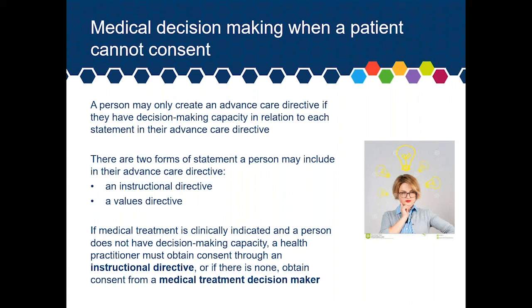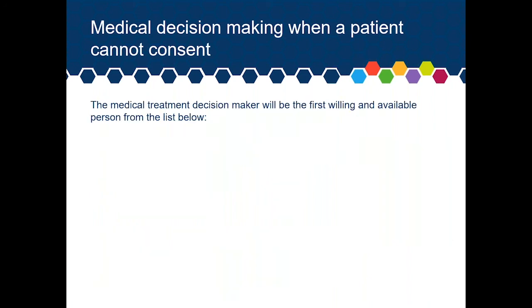If a medical treatment is clinically indicated and a person does not have decision-making capacity, a health practitioner must obtain consent through an instructional directive, or if there is none, obtain consent from a medical treatment decision maker. An adult may appoint a medical treatment decision maker when they have decision-making capacity. If an adult does not have decision-making capacity, the medical treatment decision maker will be the first willing and available person from the list below. And there can only be one medical treatment decision maker at any one time.